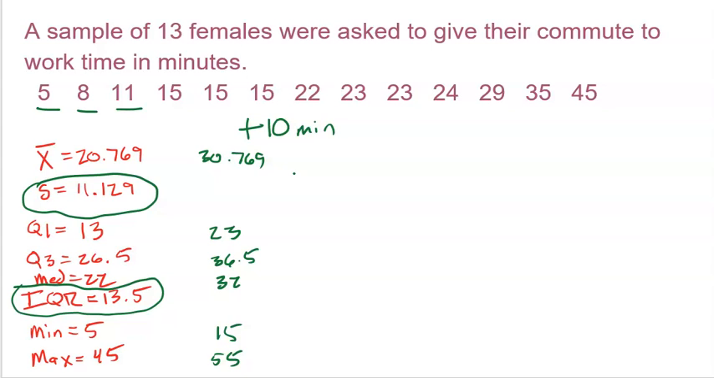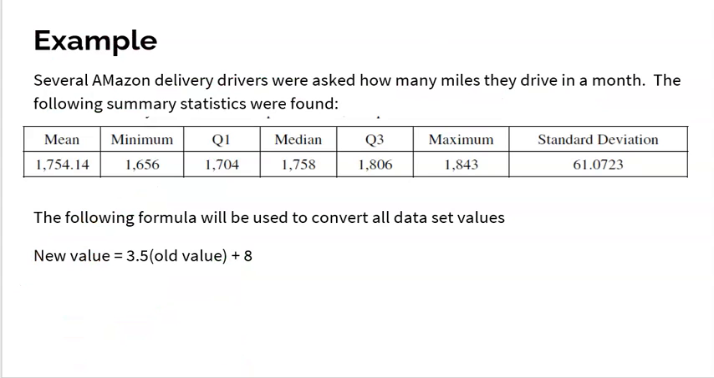But these are in minutes, right? So if I want to convert it to seconds, to convert minutes to seconds, you multiply by 60. So if I multiply all of this data by 60 to convert it to seconds, then every single statistic would be multiplied by 60. Even the standard deviation, IQR, median, everything gets multiplied by 60. Pretty simple.